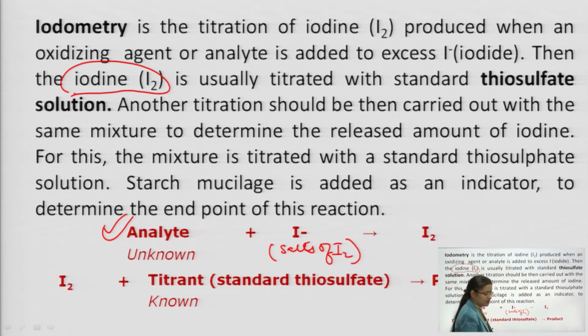has been procured from any of the salts of iodine. Now this iodide ion, after reacting with the analyte which is a good oxidizing agent, is oxidized, and this iodide ion gets converted into I2 or iodine. This liberated iodine, this is the first step of the reaction. It is a two-step process. Iodometry titration is a two-step process.